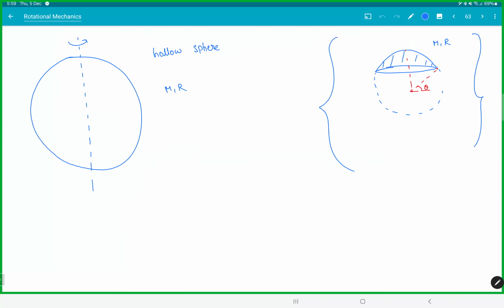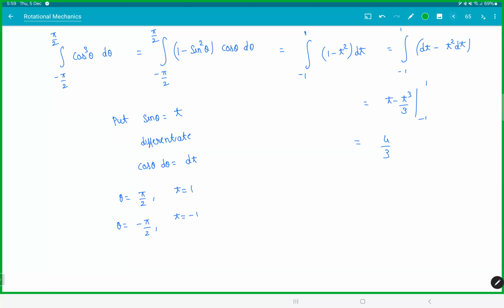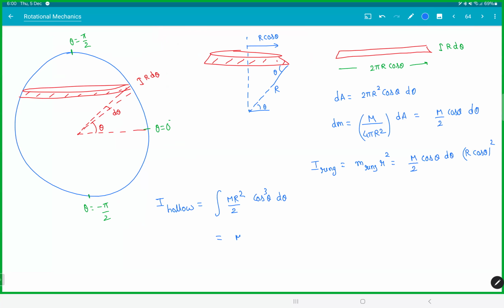Now, what is the difference in this question then? In this question, this will be the integral of m r square by 2 cos cube theta. The only difference here is your limits will start from here. Theta is this, and the highest point theta is 90. So limits will go from 0, some random angle theta, to 90. That is the only difference. If you just change the limits, you can get any weird shape there. Once you got 4 by 3, I'll just substitute here. m r square by 2 into 4 by 3, 2 by 3 m r square. This is the result for a hollow sphere.